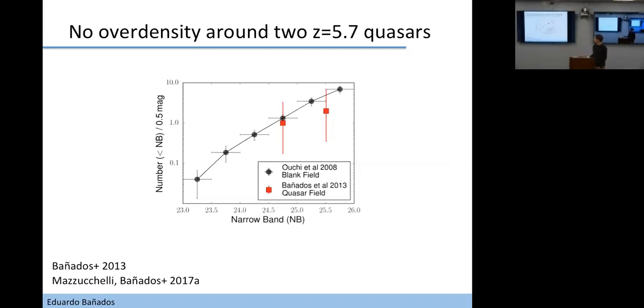It was puzzling, and so this year I repeated this with Akira Matsukeli, a PhD student at MPIA, in a different field, and we found basically the same result. So we don't find any evidence that these objects live in very overdense environments of Lyman alpha emitters, which is puzzling, but yeah, so maybe these objects don't live in overdensities.